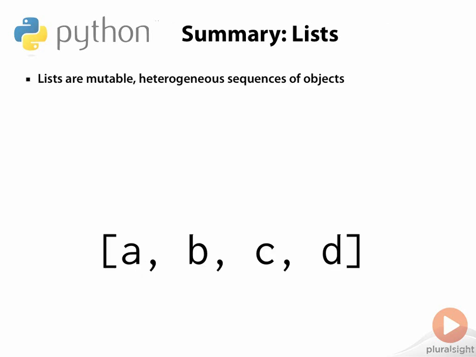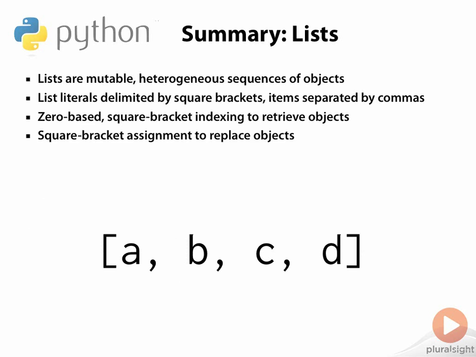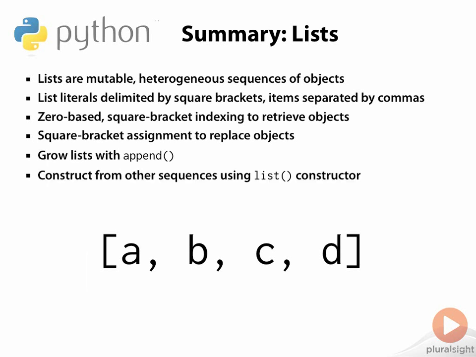Lists are mutable, heterogeneous sequences of objects. List literals are delimited by square brackets and the items are separated by commas. As with strings, individual elements can be retrieved by indexing into a list with square brackets. In contrast to strings, individual list elements can be replaced by assigning to the indexed item. Lists can be grown by appending to them, and can be constructed from other sequences using the list constructor.